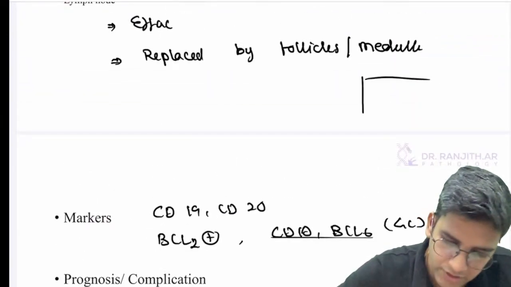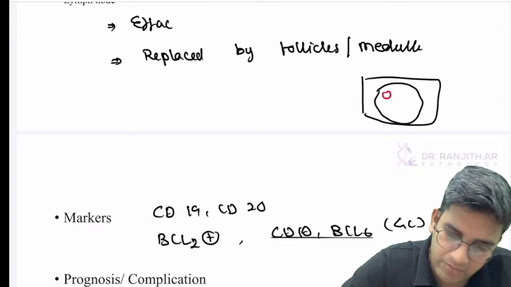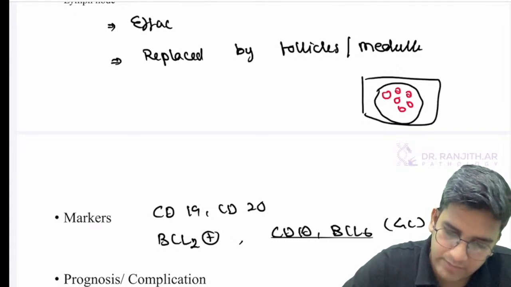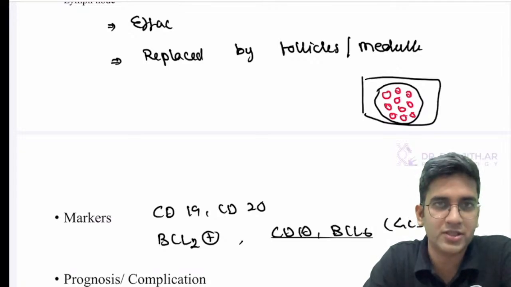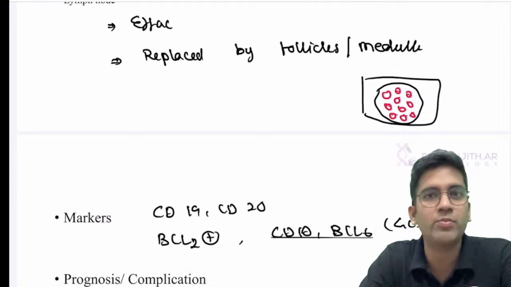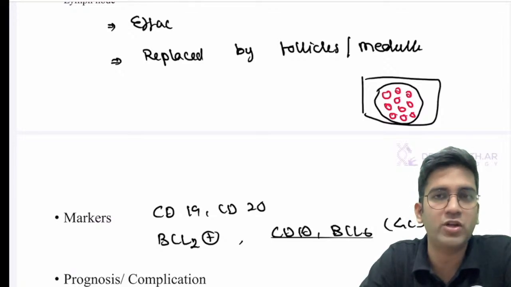Otherwise, remember what you want to draw. Draw a lymph node picture. Just put a square, draw a lymph node, and say I'm having multiple follicles both in the cortex and medulla. It doesn't make much sense, but if you want to push yourselves to draw a diagram, say these are multiple follicles in a lymph node.